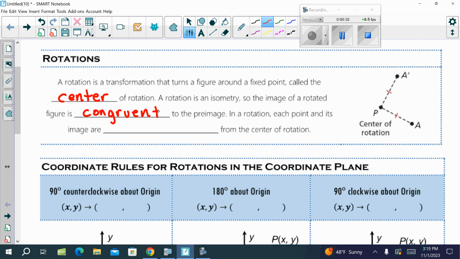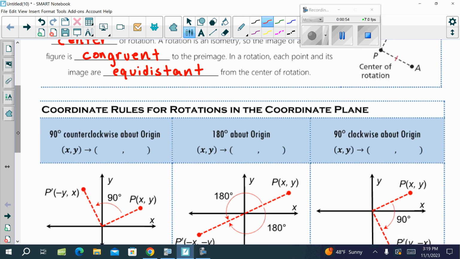In a rotation, each point and its image are, what do you think? Equidistant. Good. So, a lot of the same stuff from reflections and translations. All right, we got some other rules for rotations.